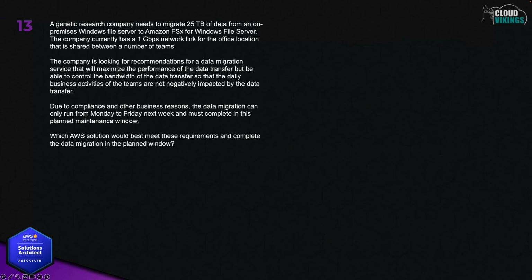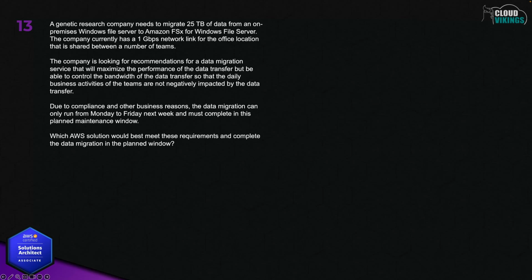Question 13. A genetic research company needs to migrate 25 terabytes of data from an on-premises Windows file server to Amazon FSx for Windows File Server. The company currently has a 1 gigabit per second network link for the office location that is shared between a number of teams. The company is looking for recommendations for a data migration service that will maximize the performance of the data transfer, but be able to control the bandwidth of the data transfer so that the daily business activities of the teams are not negatively impacted by the data transfer.